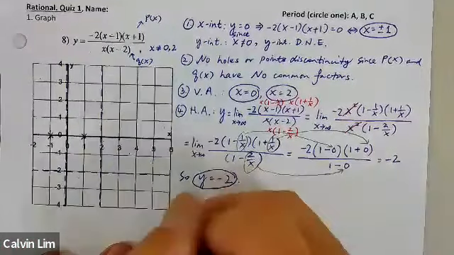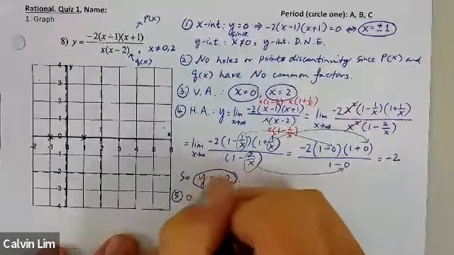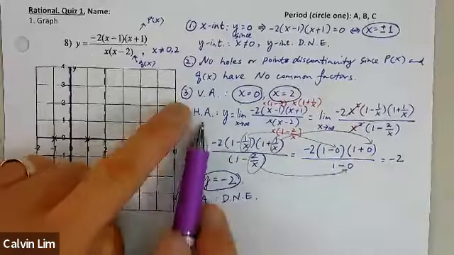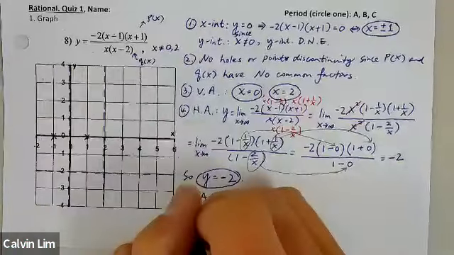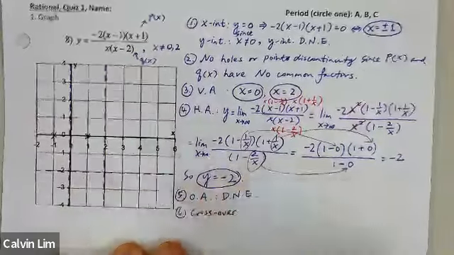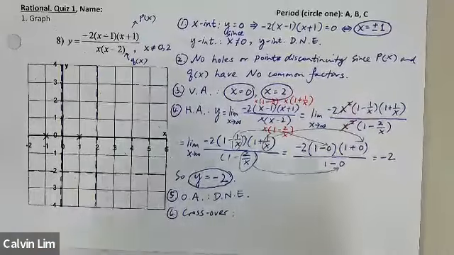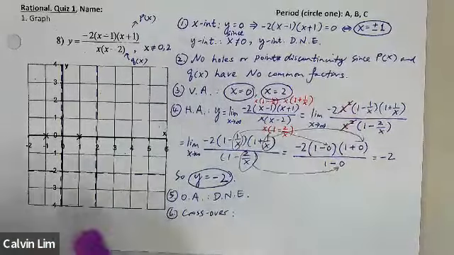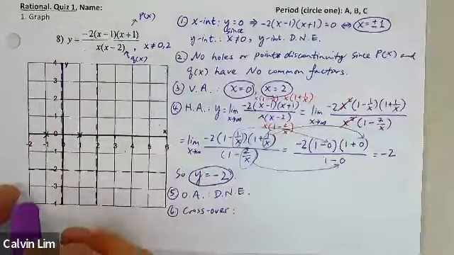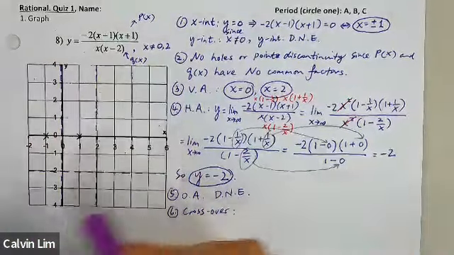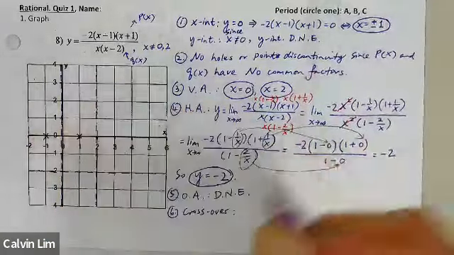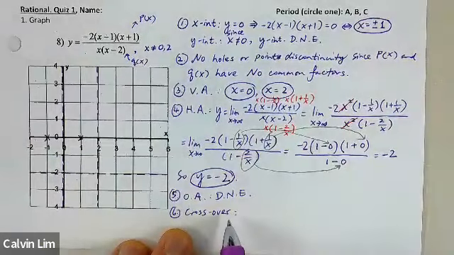Okay, so what's the next one? Any oblique asymptote? No. Oblique asymptote does not exist. Why? Because there's already a horizontal one, right? And number 6, crossover, your boundary analysis. How do I determine the crossover? Crossover of what? The graph itself and the horizontal asymptote. Okay, because the graph cannot cross the vertical asymptote, right? So what do you do to determine the crossover?